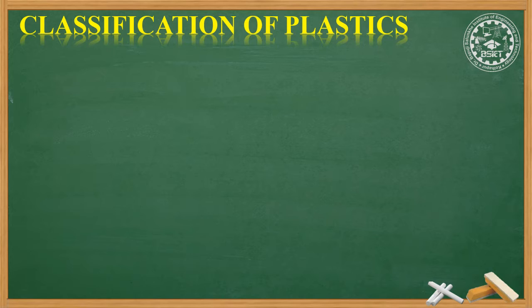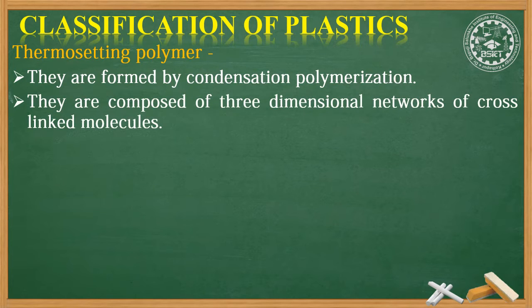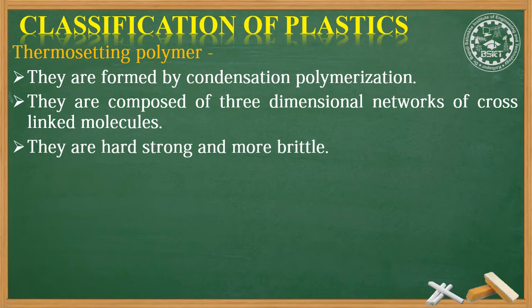The second type is thermosetting polymer. Now they are formed by condensation polymerization. The process is different. थर्मोप्लास्टिक कशाने तयार करतो आपण तर ॲडिशन पॉलिमरायझेशननी आणि थर्मोसेटिंग आपण तयार करतो कंडेन्सेशन पॉलिमरायझेशननी. दे आर कंपोज्ड ऑफ 3-dimensional networks of cross-linked molecules. They are hard, strong and more brittle.